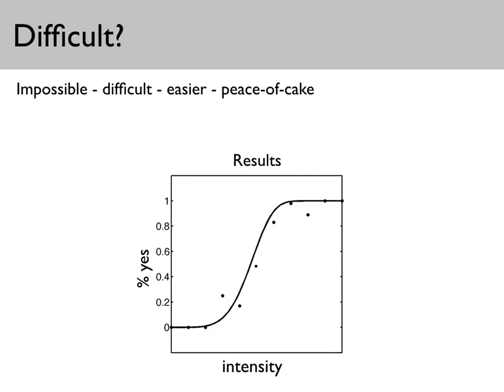In addition, we can draw a line through the points. This is the psychometric function. It describes detection performance.